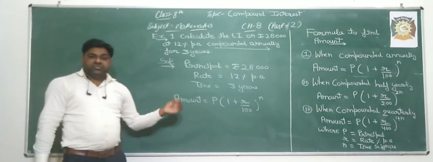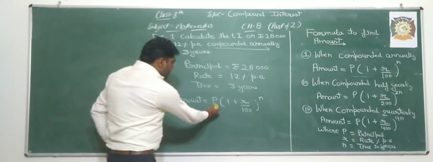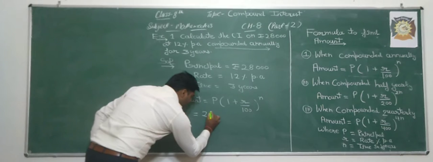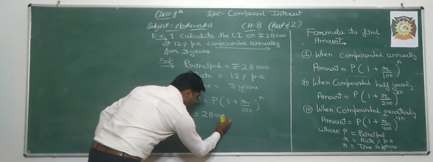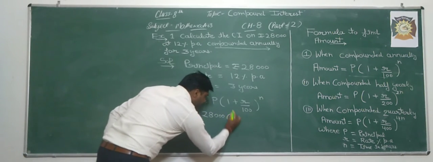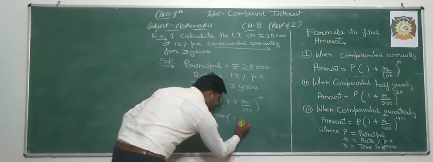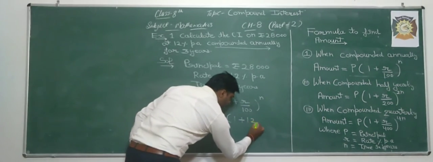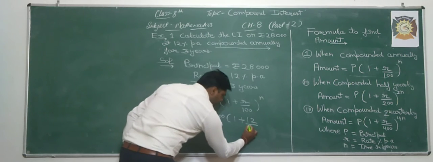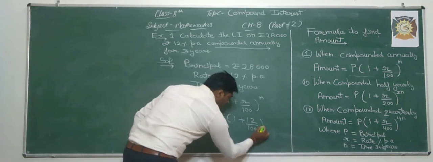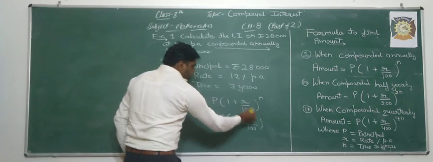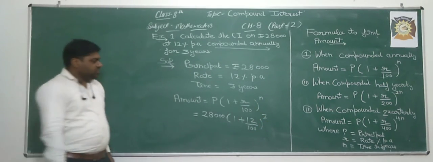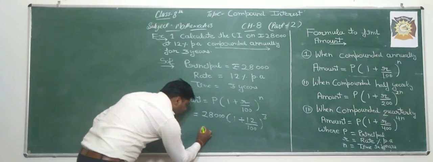So now just putting the values. The principal is 28,000, into 1 plus the rate, which is 12, upon 100, raised to the power time, which is 3 years. Now just simplify this one. So write 28,000 directly.